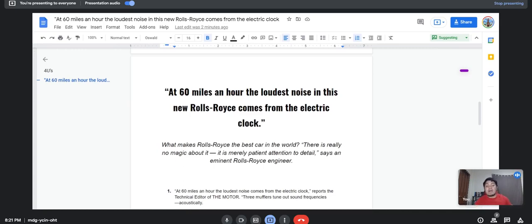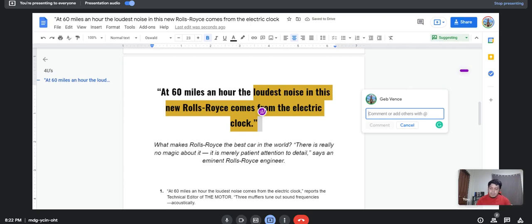So at 60 miles an hour, the loudest noise in this new Rolls-Royce comes from the electric clock. Okay, so first few things. Let's go to the 4 U's. Is it unique? Is it useful? Is it ultra-specific? And is it urgent? So number one, unique. It's unique because it says the loudest noise in the new Rolls-Royce comes from an electric clock. So let's say check for unique.